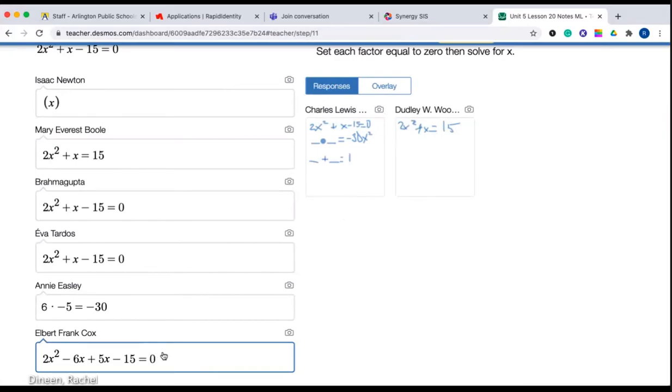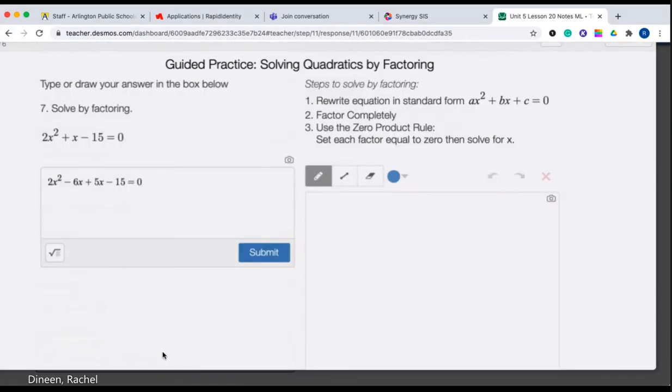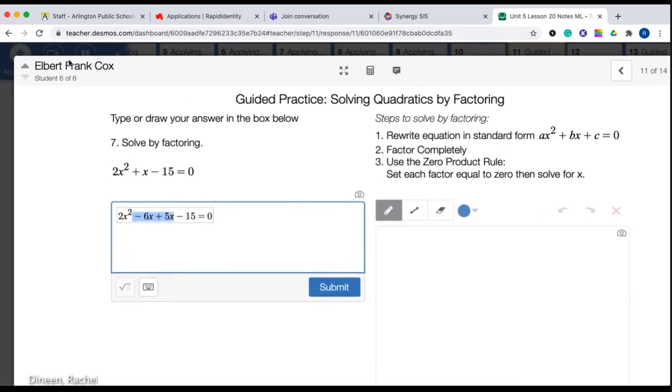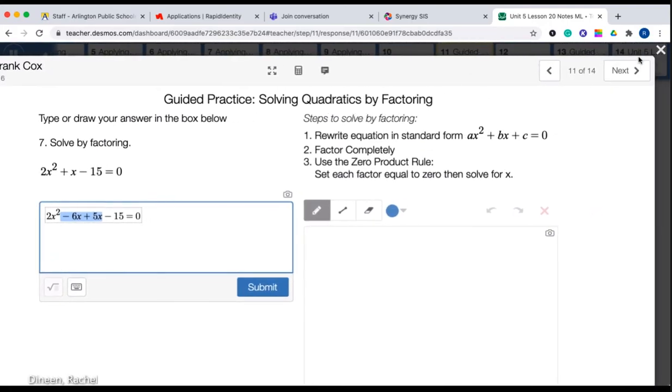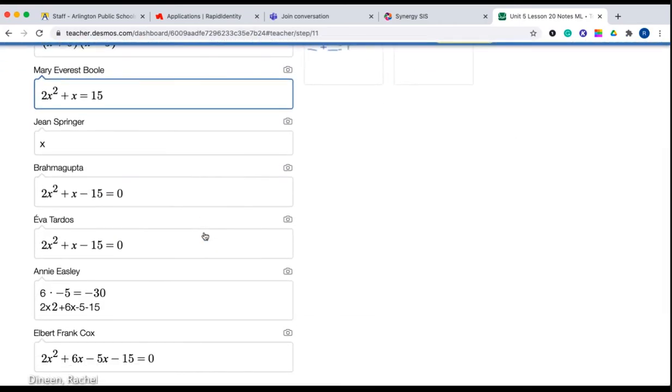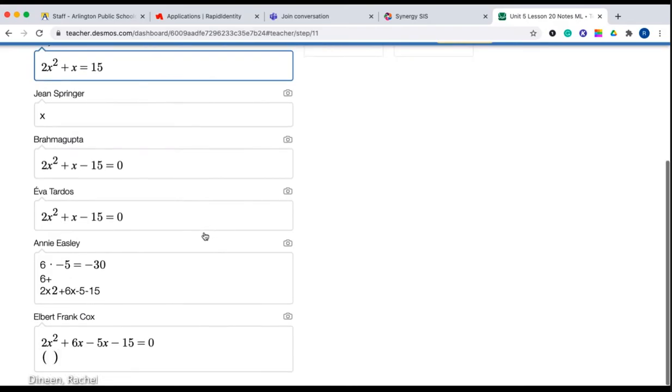Let's see. Albert Frank Cox. Close. This adds to give you a negative 1. You need it to add to give you a positive 1. So the 6x should be positive and the 5x should be negative if you are Albert Frank Cox. Yeah, perfect.